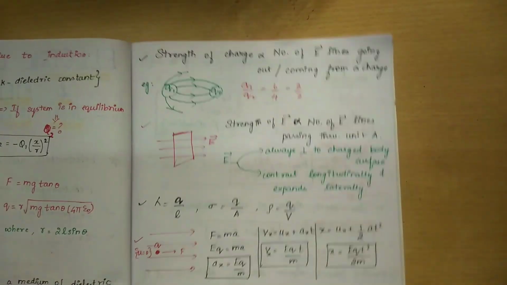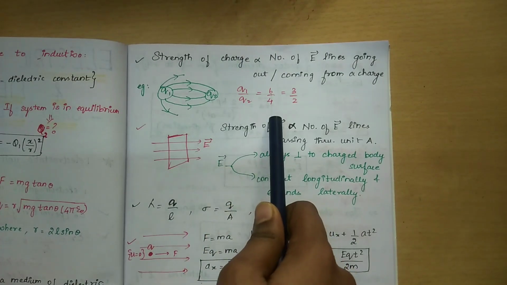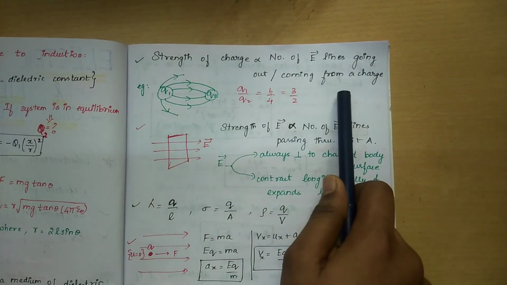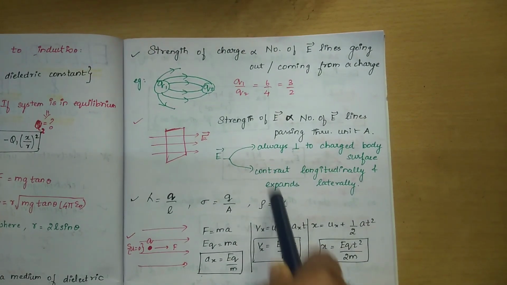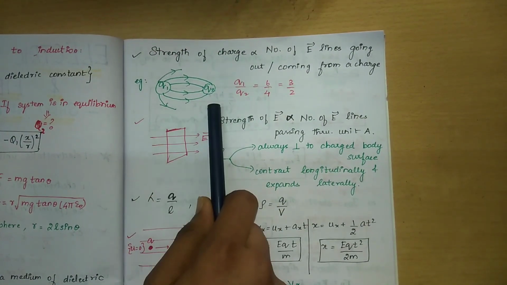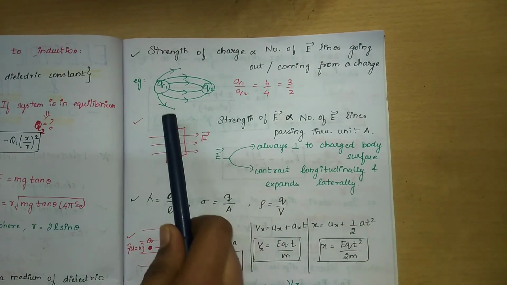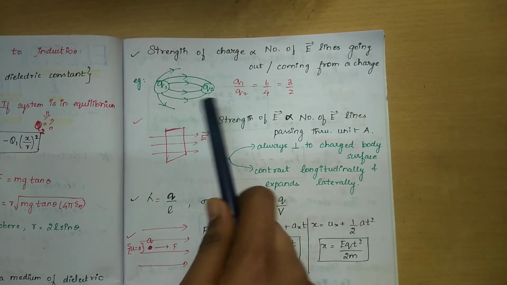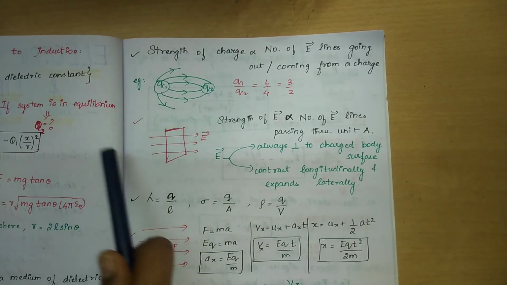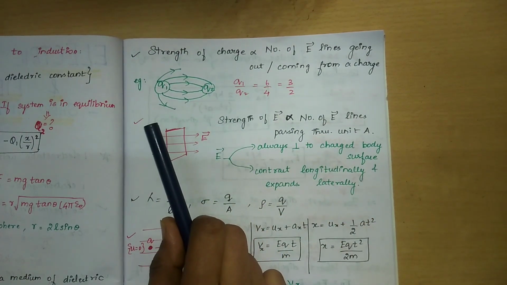Then what is the strength of a charge? It is dependent on the number of electric field lines going out or coming from a charge. That is called the strength of a charge. Let us take this example, which is Q1 and Q2. See here, for Q1 the strength is different, for Q2 the strength is different. Its strength is different because it depends on the number of field lines.